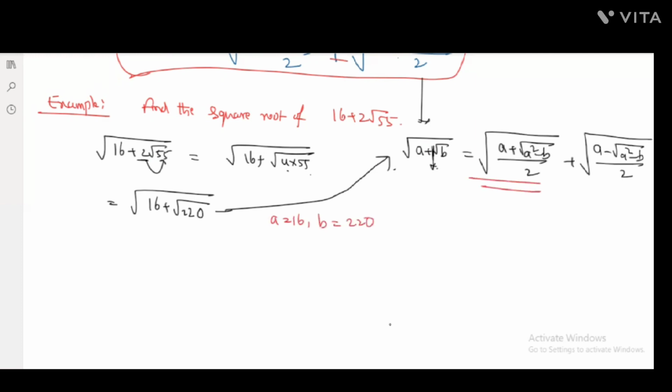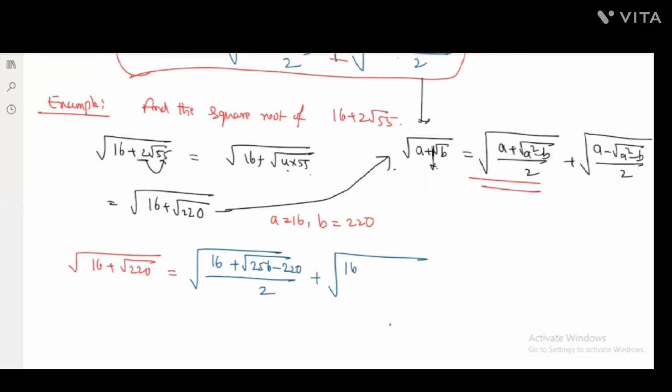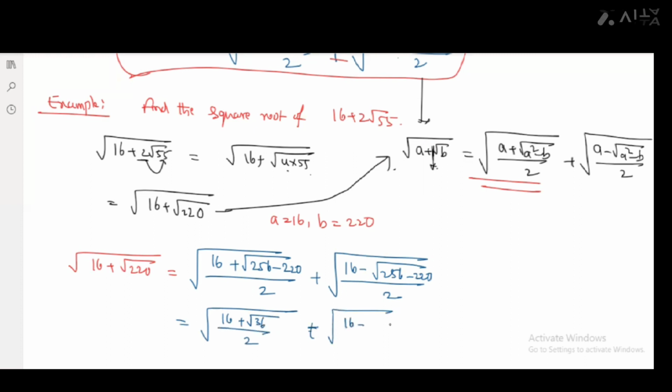So let's substitute in this. What we will get: root over 16 plus square root of 220, we can write like root over of 16 plus root over a square, that means 256 minus b which is 220, divided by 2, plus root over of 16 minus root over 256 minus 220, divided by 2. So this is equal to root over 16 plus root over 256 minus 220, that means 36, divided by 2, plus root over 16 minus root 36, by 2.